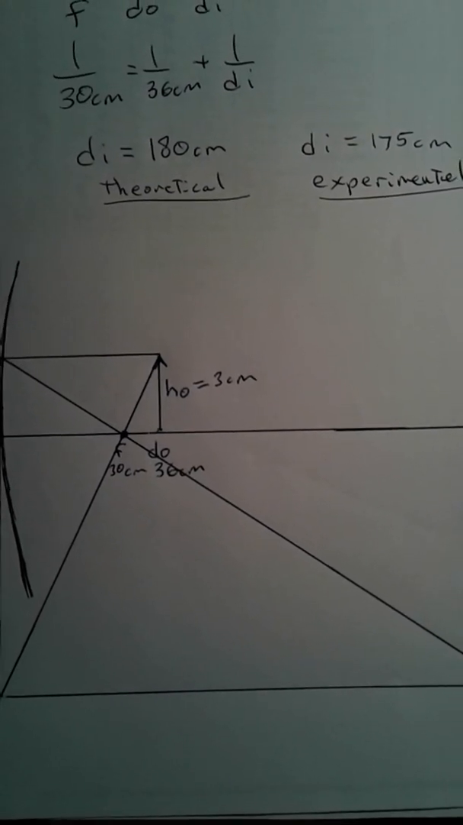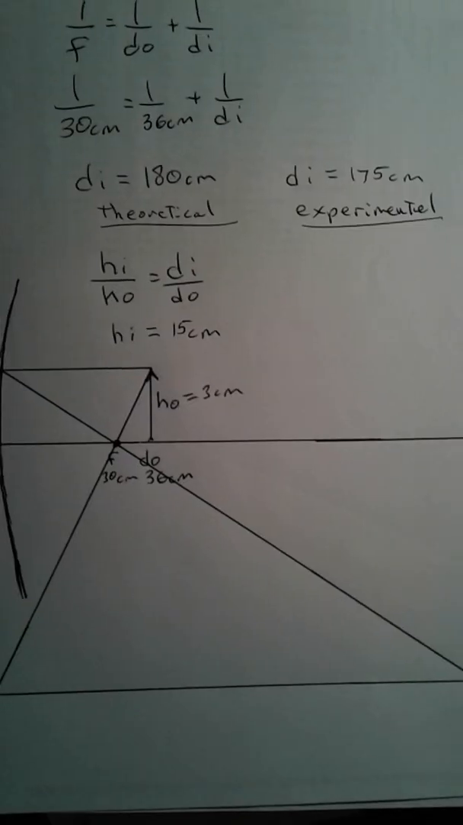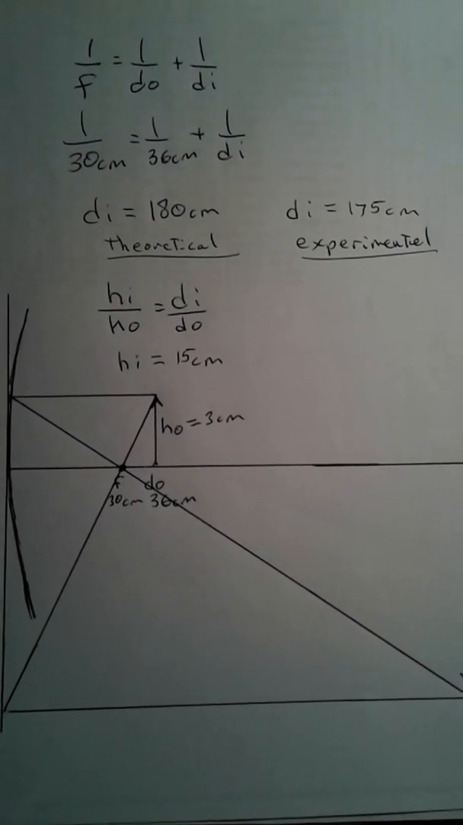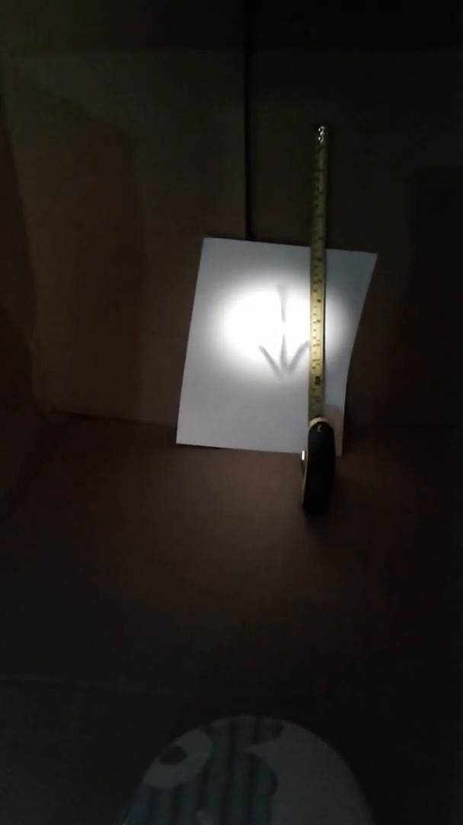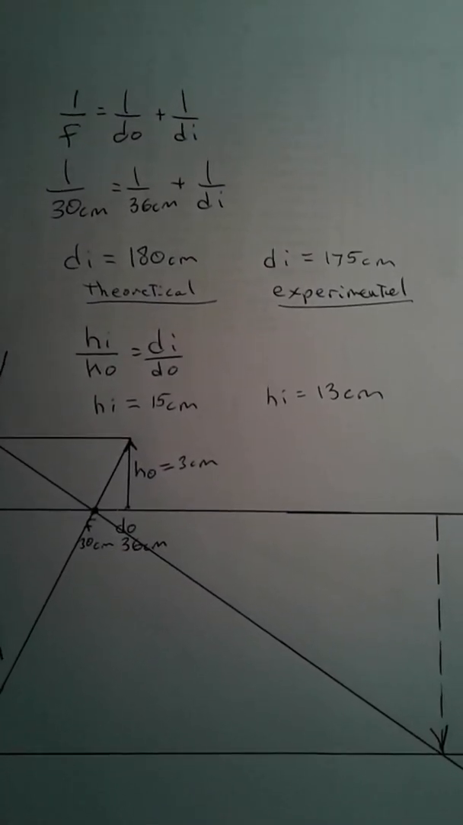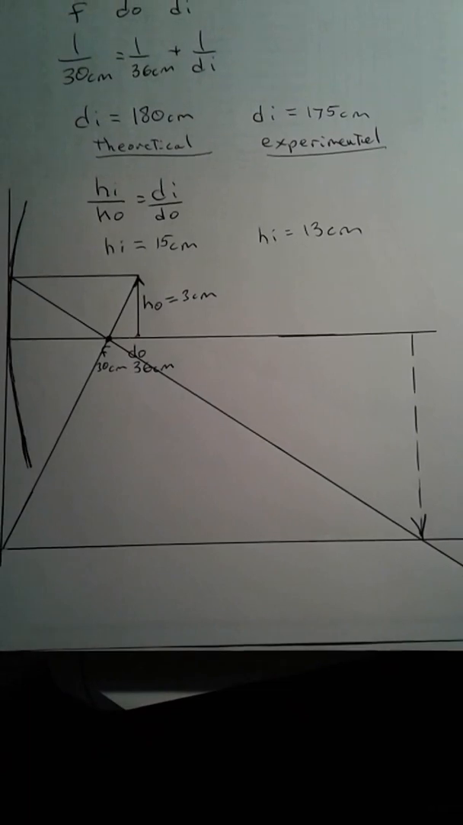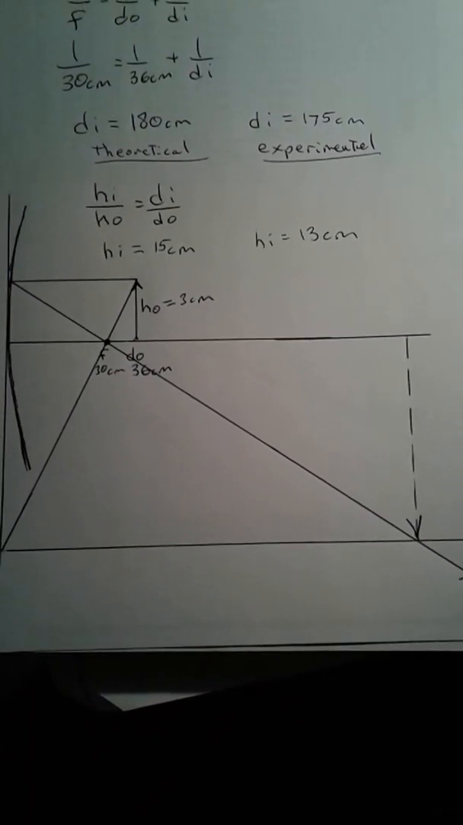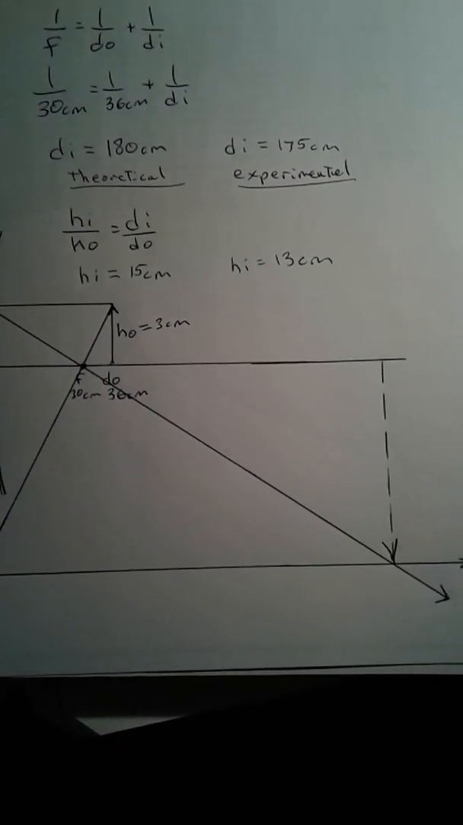I measure the height of the object at 3 centimeters. Obviously, the image is much higher. I get 15 centimeters for the theoretical. I measure the height of the image, and I get about 13 centimeters. So my experimental result of the heights is pretty close to the theoretical height. Again, those heights will work out if you draw the diagram to scale. Now, technically, there should be a negative sign in that height formula because the height of the object is up and the height of the image is down.